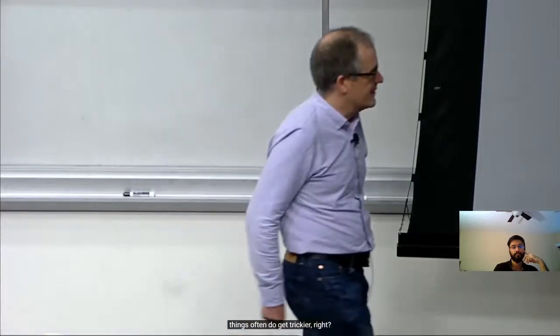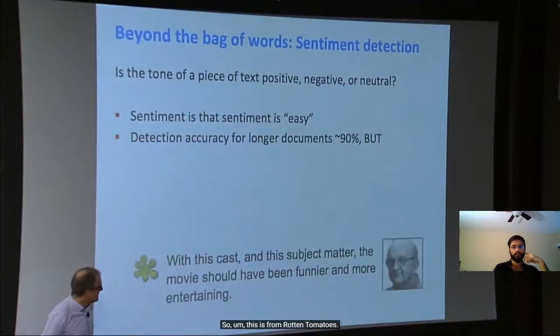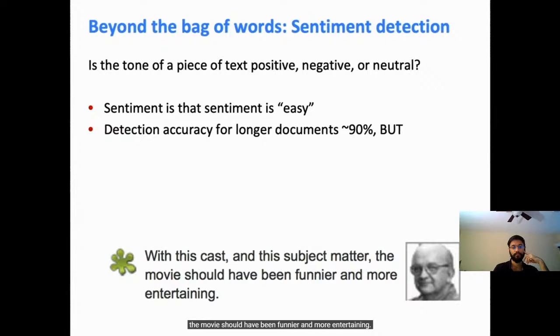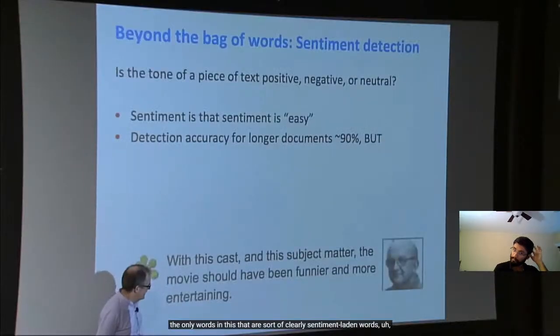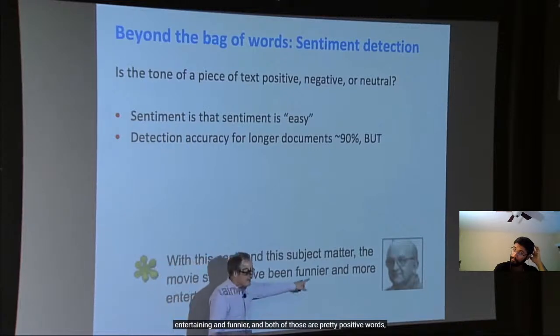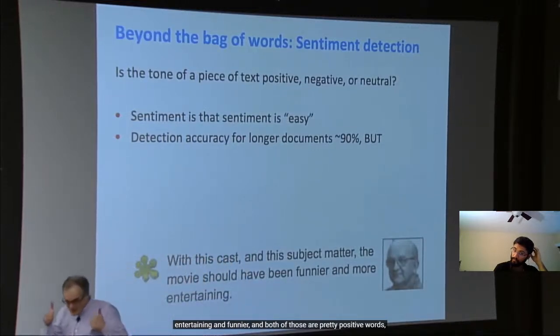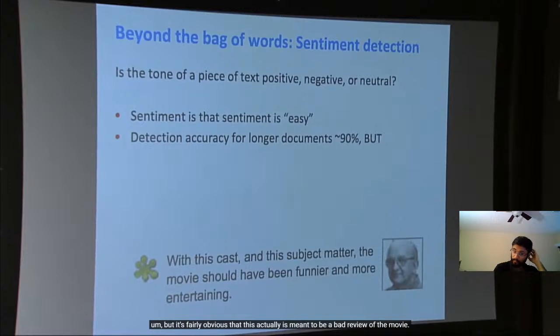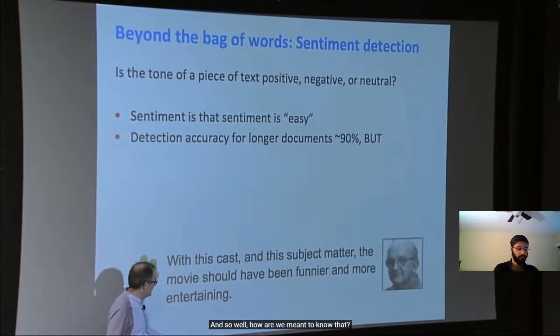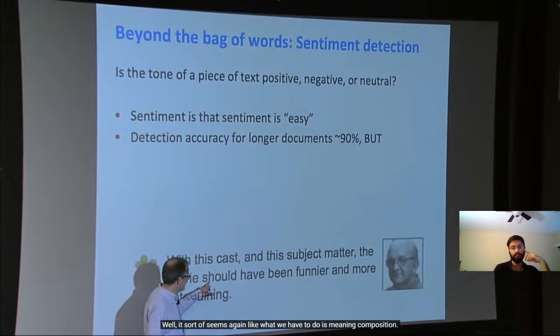But on the other hand, things often do get trickier. This is from Rotten Tomatoes: "With this cast and this subject matter, the movie should have been funnier and more entertaining." If you pretend you're a bag of words model, the only words in this that are clearly sentiment-laden are entertaining and funnier, and both of those are pretty positive words. But it's fairly obvious that this is meant to be a bad review of the movie. So how are we meant to know that? Well, it seems again like what we have to do is meaning composition.